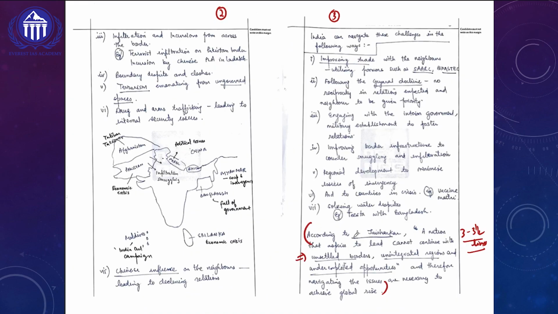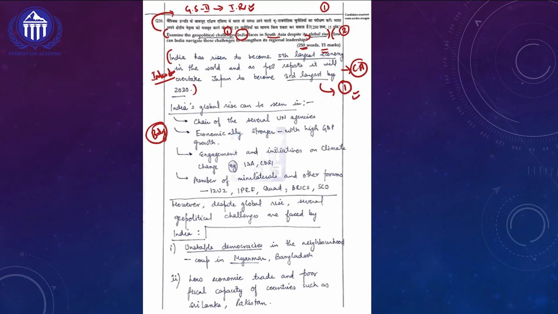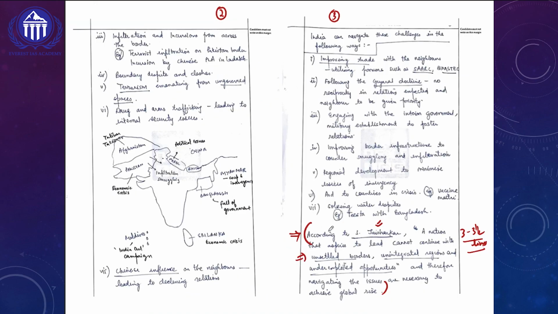Not only that, if you look at the conclusion also, even though it is lengthier, he is quoting the External Affairs Minister, Jaishankar, telling that a nation that aspires to lead cannot continue with its unsettled borders, unintegrated regions, and underexploited opportunities. Therefore, navigating these is necessary to achieve global rise. This conclusion adds more value to this particular question, because the question itself is talking about how India can rise and strengthen its leadership position, and this quote is relevant. That is why I tell you to link your introduction and conclusion with current affairs. So this topper will easily get 1 mark for the conclusion also.